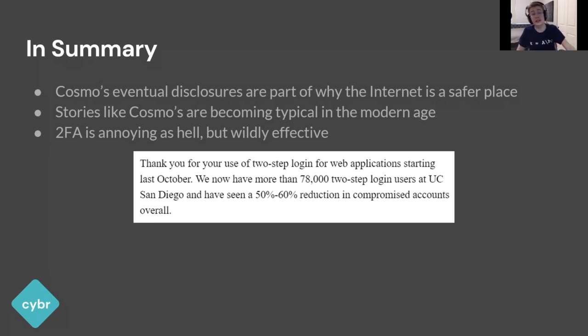Here's an email that UCSD sent somewhere towards mid-December of last year, talking about the impact of adding Duo two-factor authentication to UC San Diego. What's interesting about this email is it doesn't really give you an understanding of the quantity, right? It says, we have seen a 50 to 60% reduction in compromised accounts overall, which really begs the question, how many compromised accounts is that? Like, did we go from having 2 compromised accounts to 1, or did we go from having 78,000 compromised accounts to having 39,000? Not really clear, is it?